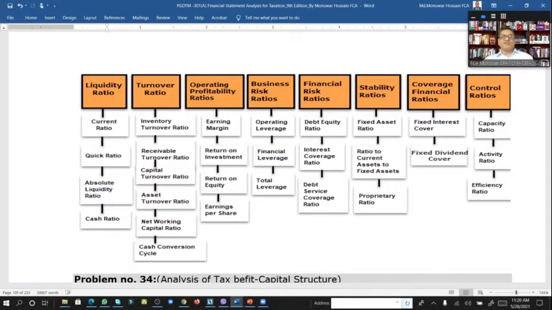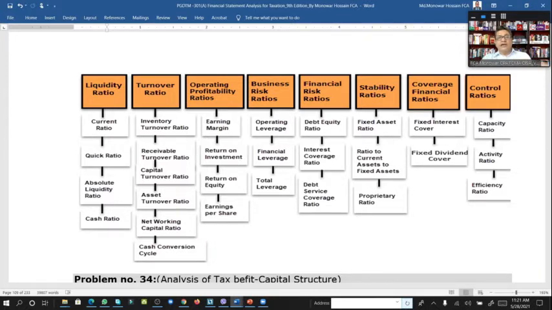We have calculated different types of ratios here. Liquidity ratios: current ratio, quick ratio, cash ratio. Turnover ratios we have seen: inventory turnover ratio, receivable turnover ratio, capital turnover ratio, asset turnover ratio, and also we have seen net working capital ratio, cash conversion cycle. We have seen the operating profit ratio, earnings, return on investment, return on equity, EPS also, and business risk ratio.